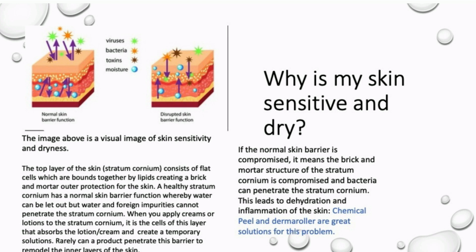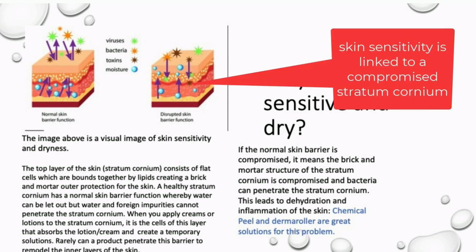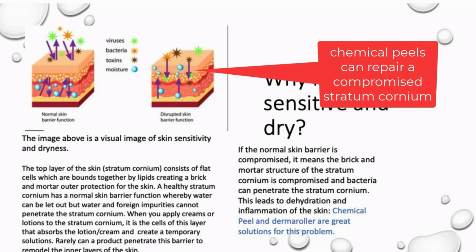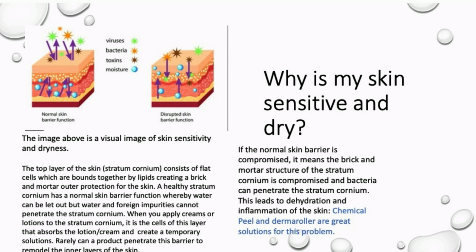If the normal barrier is compromised, it means the brick and mortar structure of the stratum corneum is compromised and bacteria can penetrate the stratum corneum. This leads to dehydration and sensitivity, which is linked to inflammation of the skin. Chemical peels and derma roller are a great solution for this problem, and we will talk about these treatments later on. But the objective of this slide is just to help explain to you why your skin is sensitive. If it is sensitive, it is because the stratum corneum and the barrier function is compromised.